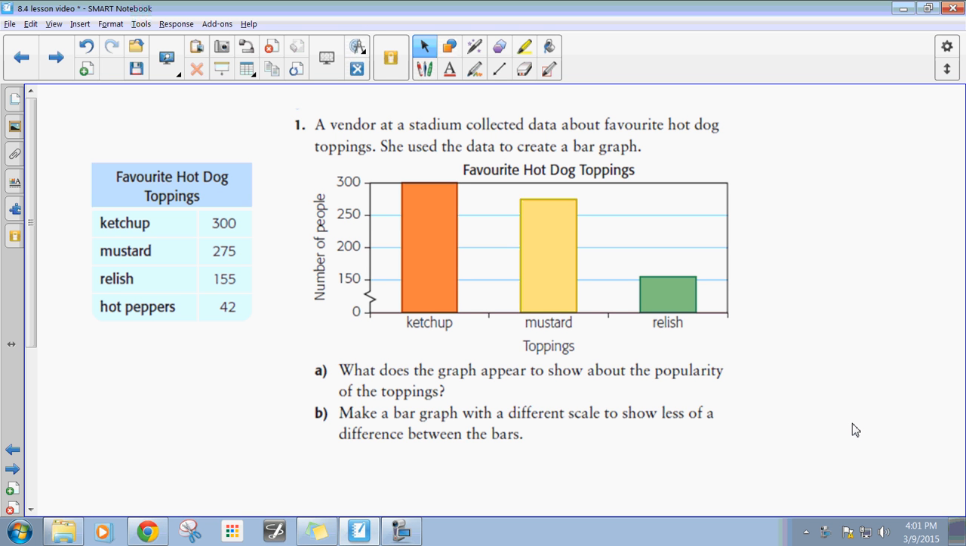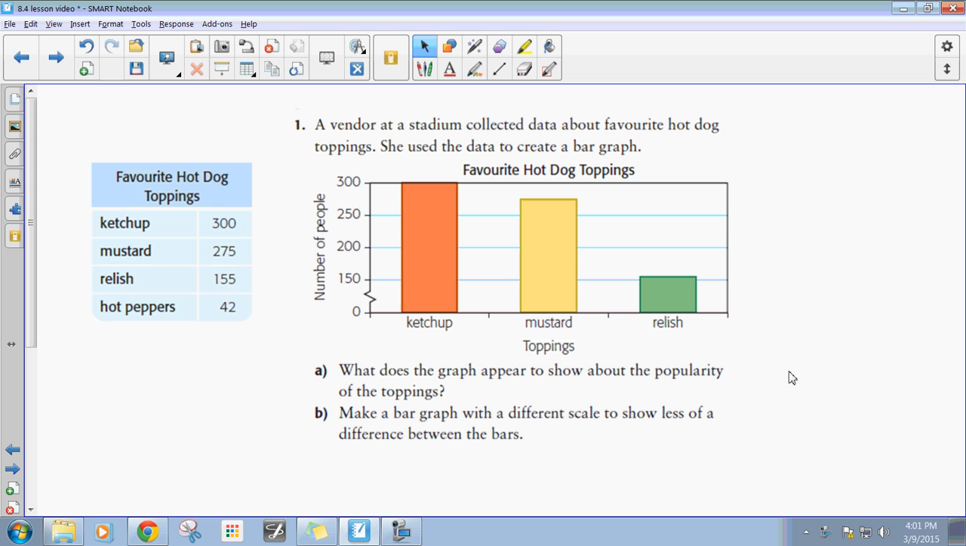This first one, showing a vendor at a stadium, has collected data about favorite hot dog toppings, and she's used that data to create a bar graph. So we can see this is the tally sheet of information she has: ketchup, mustard, relish, and hot peppers. Then when we look at the graph, we can start to see some things that are happening.